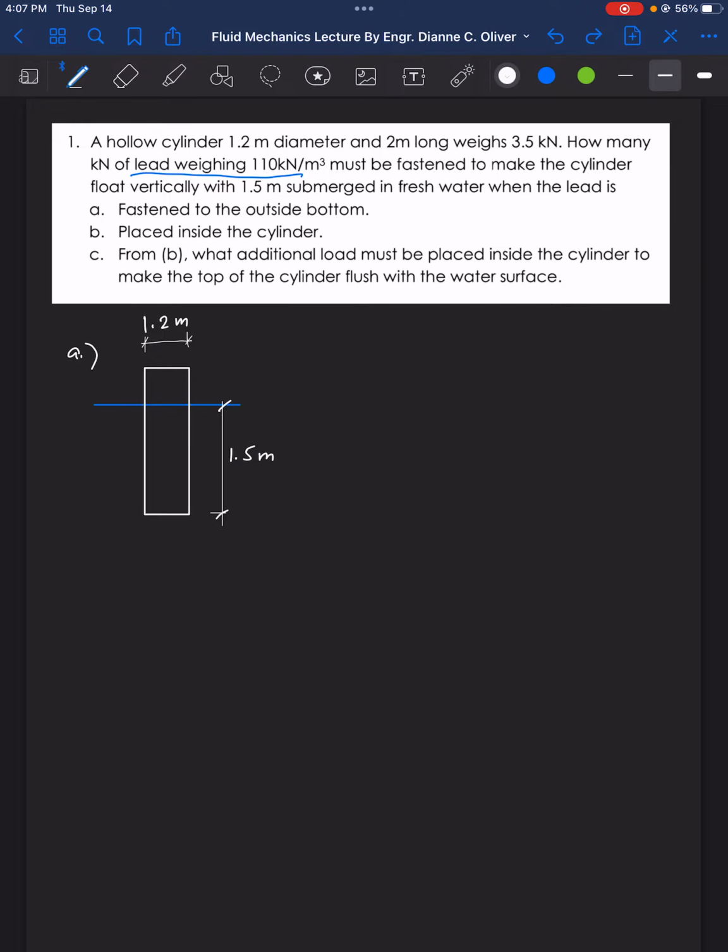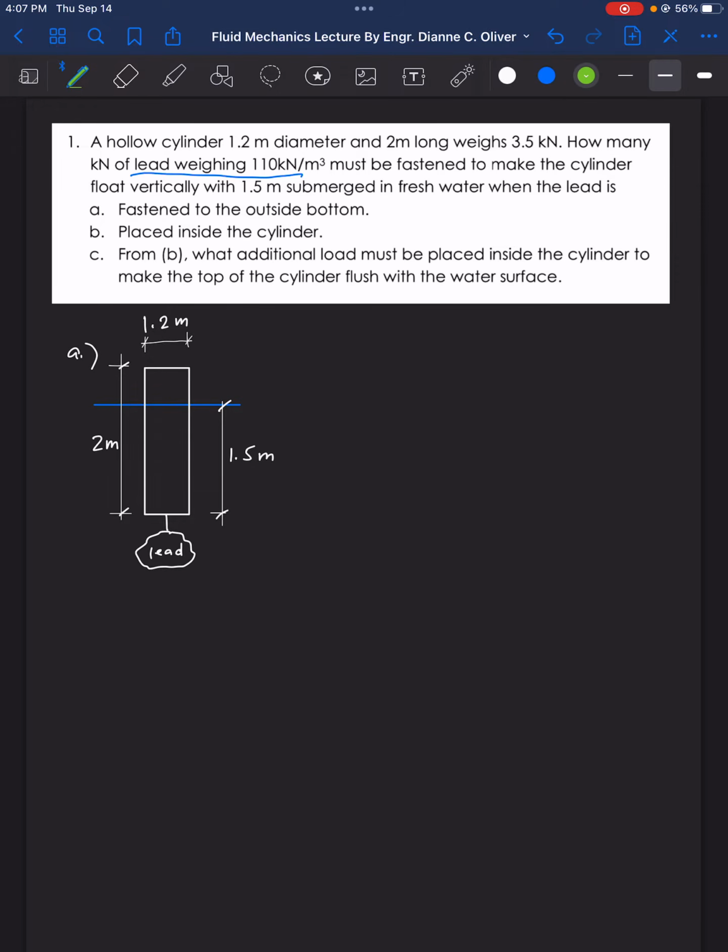But where is the lead located? It is fastened outside the bottom. So let's say this is the lead, with unknown shape and volume. So this is our lead. Therefore, the forces that we can see here. So what's the height of this cylinder? Height of the cylinder is 2 meters, or it is 2 meters long.